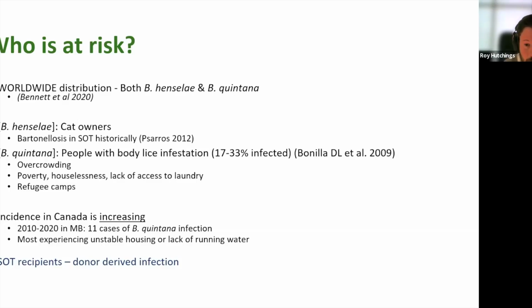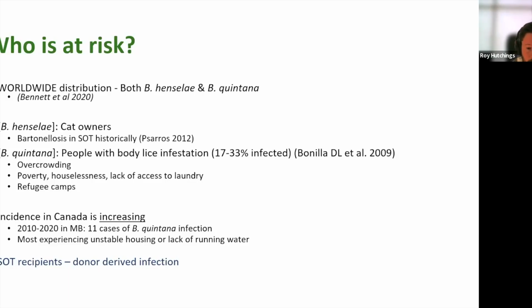And in modern times, those at risk of Bartonella quintana infection are those with body lice infestation on their clothing. So this includes people experiencing overcrowding in refugee camps, poverty, houselessness, and otherwise lack of access to water and laundry. The incidence of Bartonella quintana infection among Canadians is increasing. For example, a recent study looking at cases during the 2010s in Manitoba found 11 cases, and most were patients experiencing unstable housing or lack of running water to do laundry. The true incidence is likely much higher amongst those that aren't presenting to care.